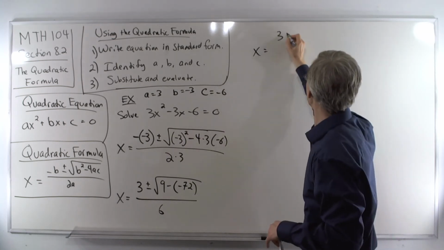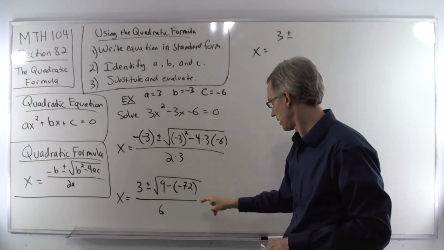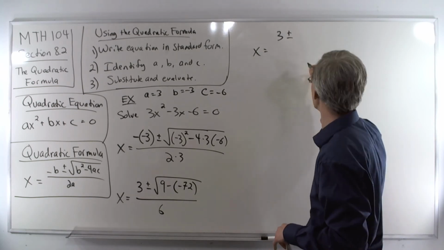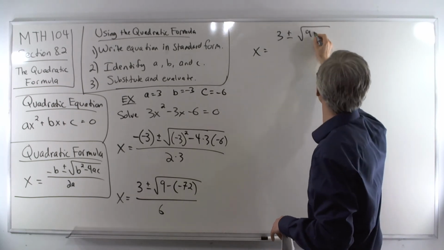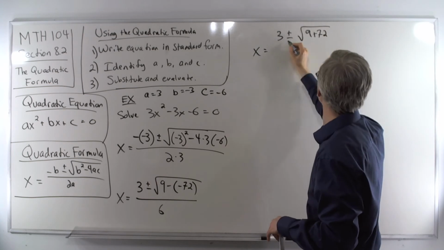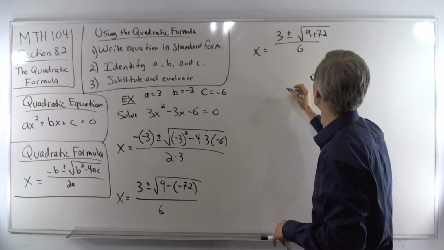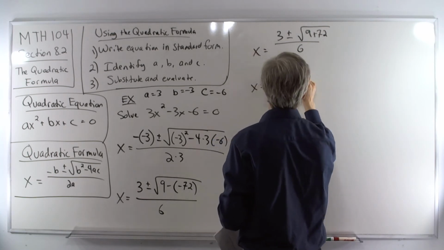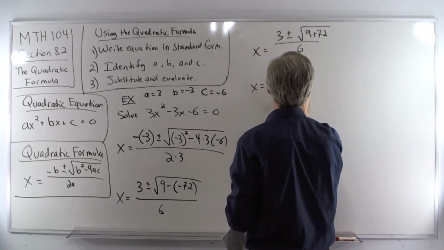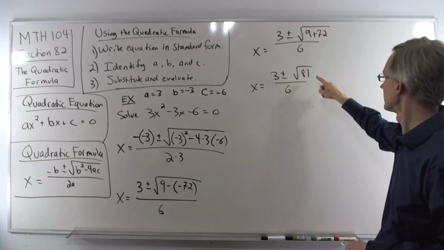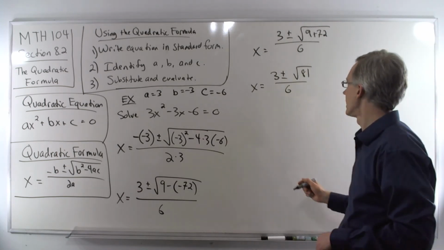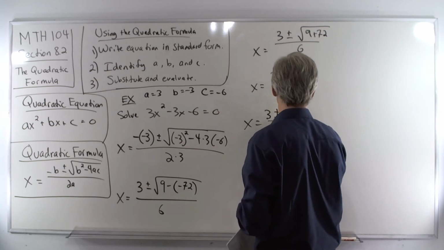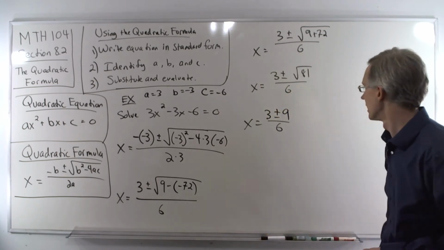So that gives us 3, plus or minus. And underneath here, subtracting the negative turns into addition. So that is square root of 9 plus 72, all over 6. And 9 plus 72 gives us 81. So we have the square root of 81, that'll be 9. So we got 3 plus or minus 9 over 6.